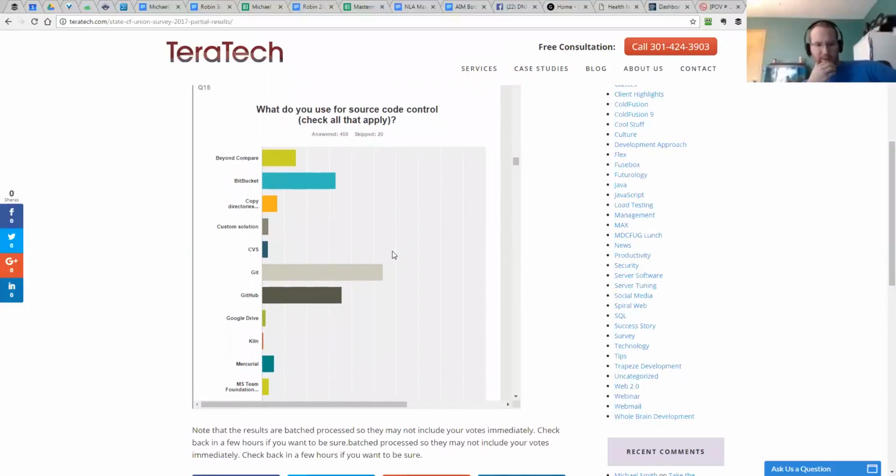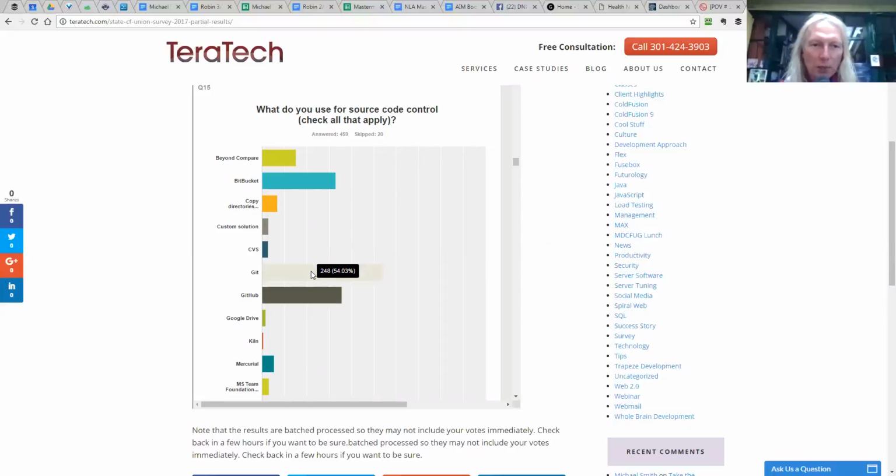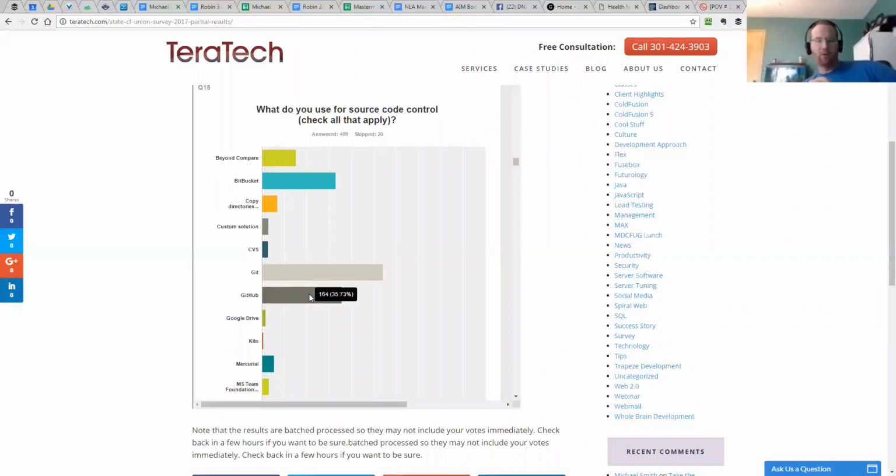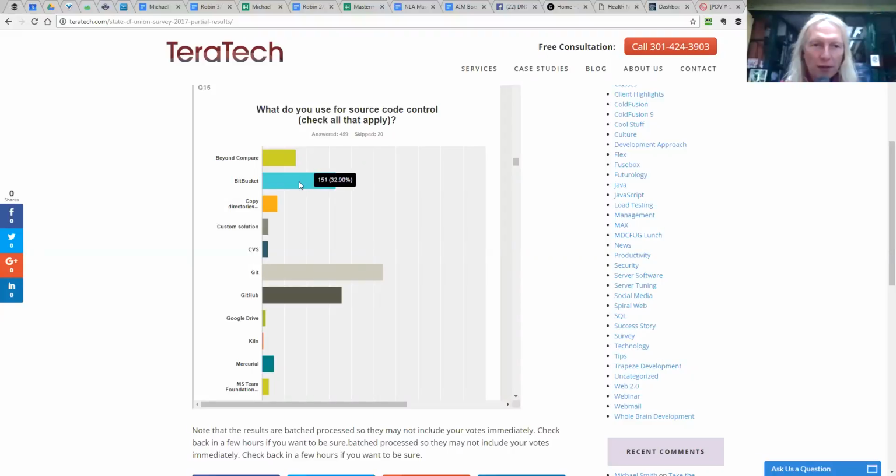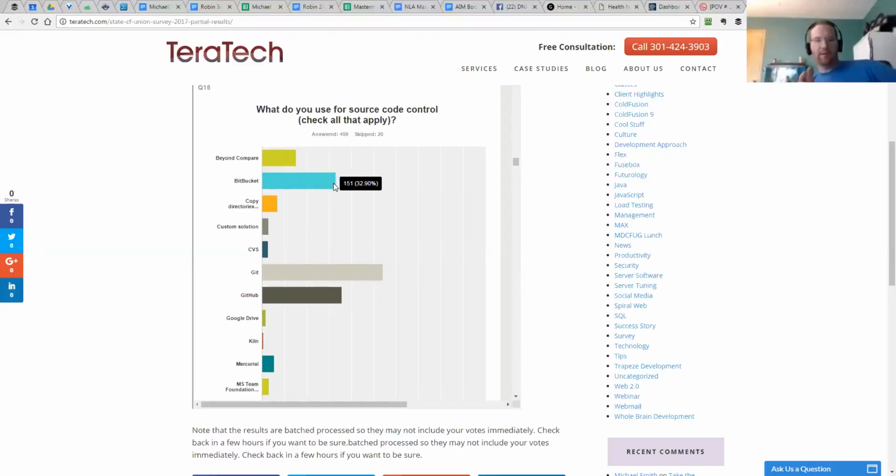I think Git is emerging as the clear winner here. GitHub obviously is a specific hosted version of Git. So and again, this is check all that apply. So people who check Git could also check GitHub. And Bitbucket as well. There's actually a bit more Bitbucket than I expected. That's pretty cool. Now, that's the kind of semi-paid version of Git. So, and I say semi-paid because if you've got 5 people or less on your team, you don't pay.